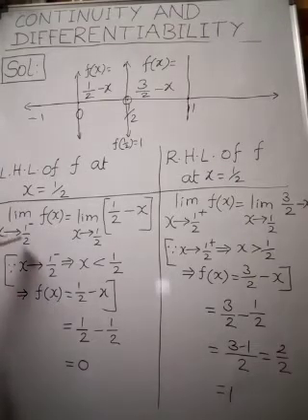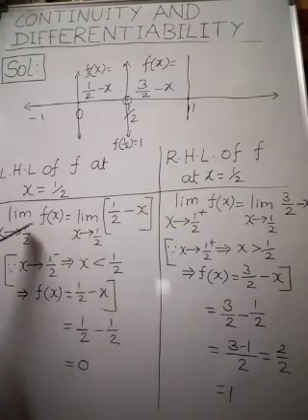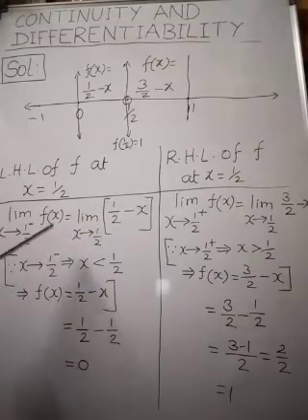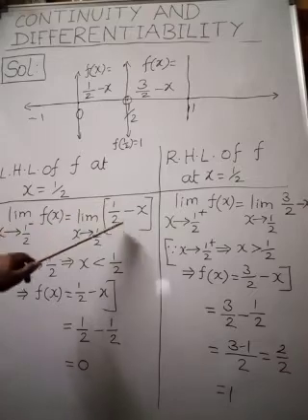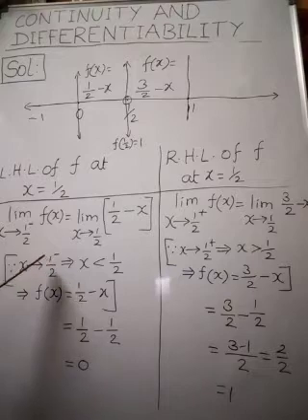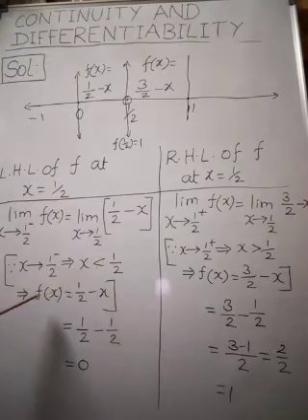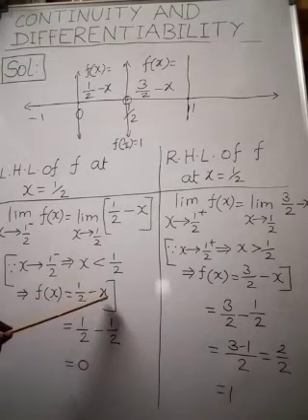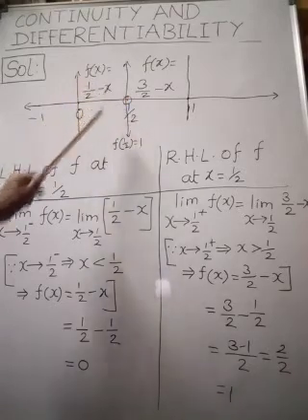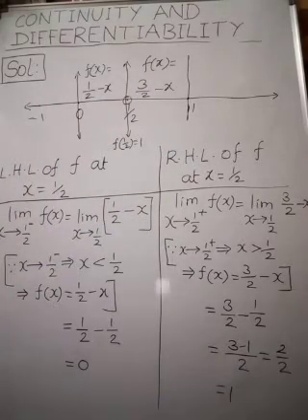So as x tends to 1 by 2 minus, limit f of x is equal to, as x tends to 1 by 2, limit 1 by 2 minus x. Instead of f of x, I wrote 1 by 2 minus x, because as x tends to 1 by 2 minus means x is less than 1 by 2. This implies f of x is equal to 1 by 2 minus x. If x value is less than 1 by 2, f of x is 1 by 2 minus x. That is why I took this function, not this function. Understood, my dear children? Right.